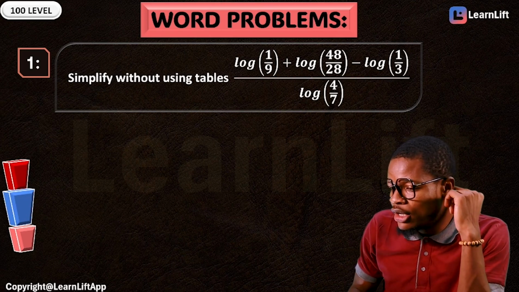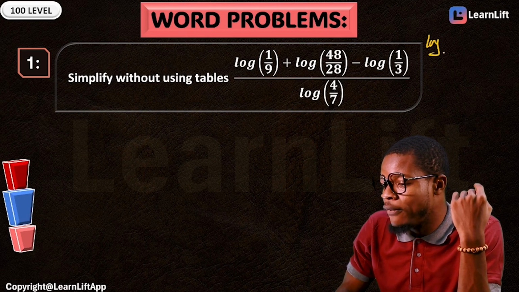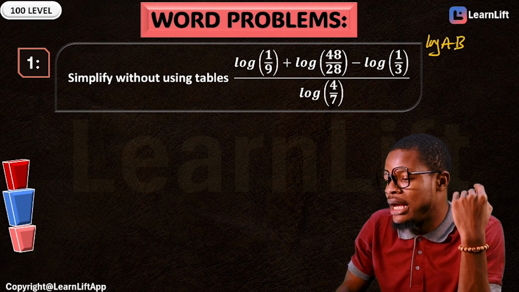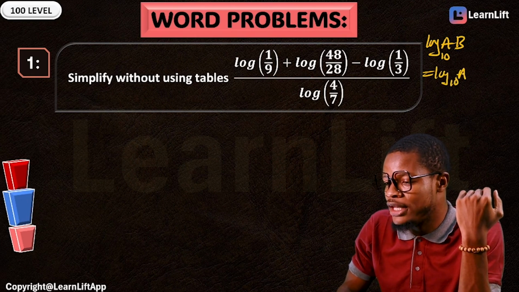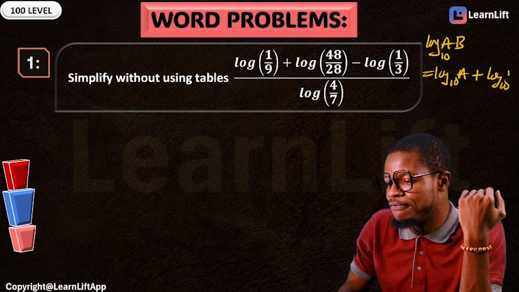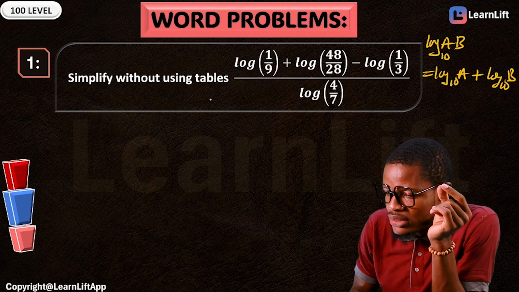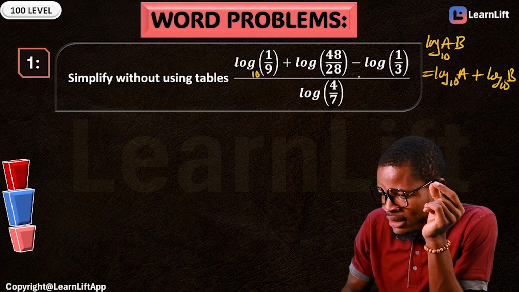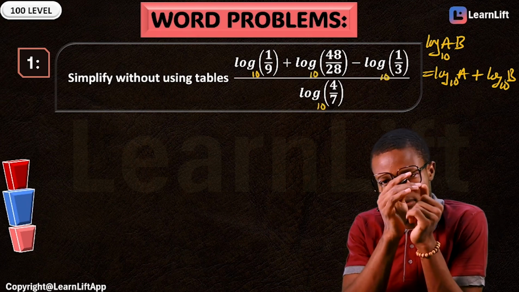Let me explain. Let's say we have log base 10 of a times b. What is the answer? It is log base 10 of a plus log base 10 of b. If they don't give you a base in logarithm, what is the base? Base 10, base 10.